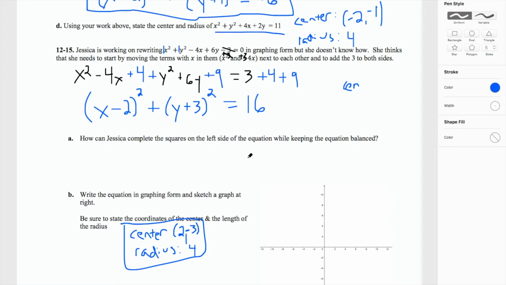How can Jessica complete the squares on the left side of the equation while keeping the equation balanced? Well, add equal values to both sides.